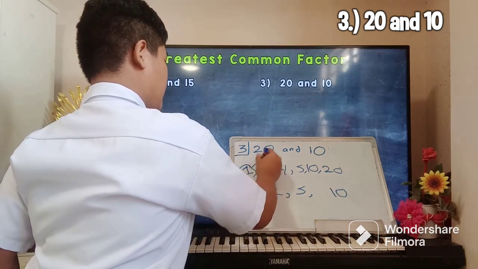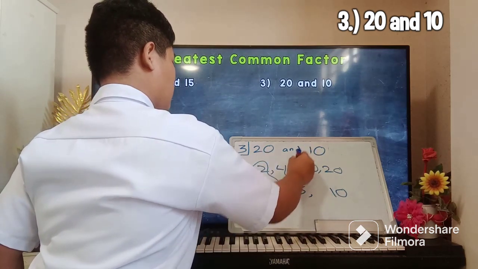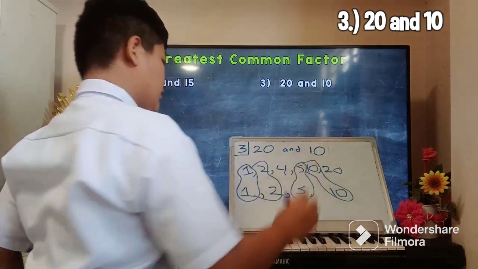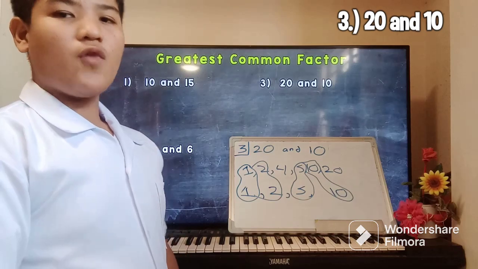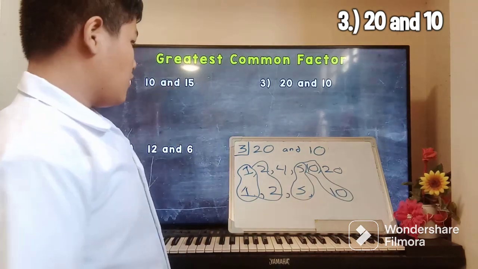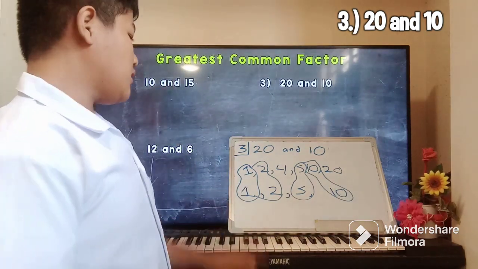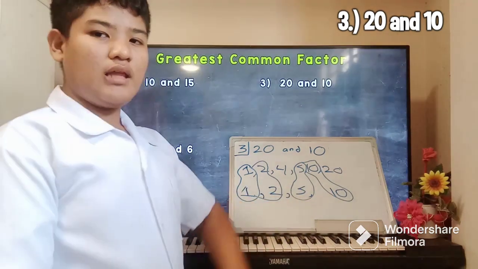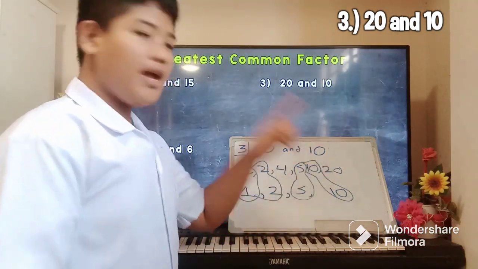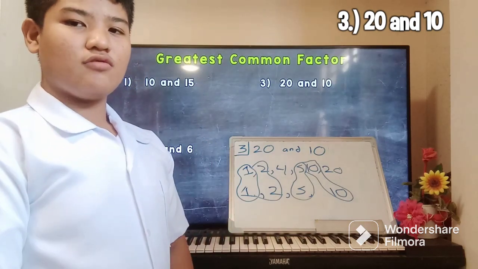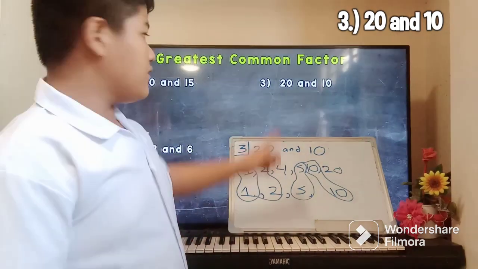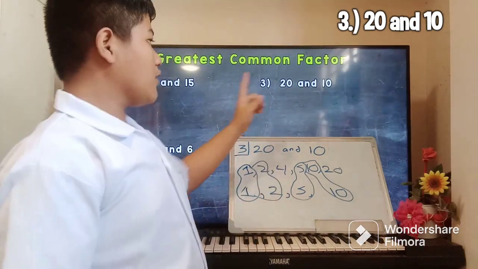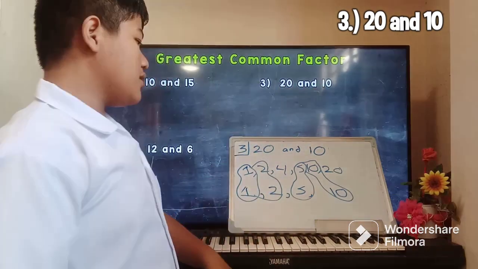Number 1, number 2, number 5, and 10 are the numbers that are the same. What we are finding is the greatest. Which number here is the greatest? Is it 1, 2, 5, or 10? If your answer is 10, yes, you are correct. The answer in number 3, 20 and 10, the greatest common factor of 20 and 10 is 10.